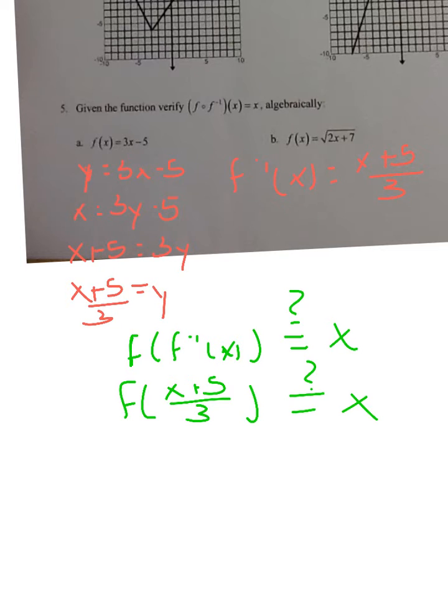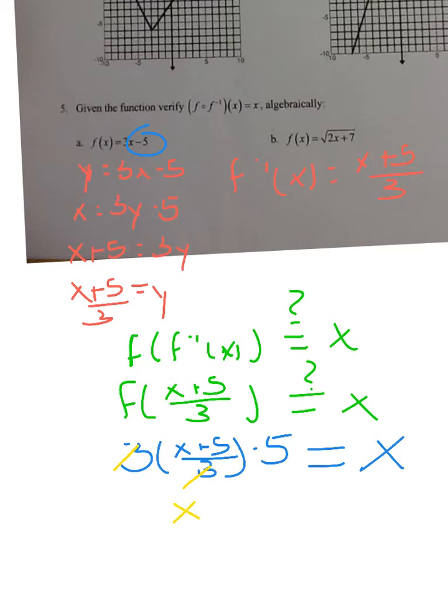So now I want to take this and plug it into my f, into this x value here. So it's going to be 3 times my x, which is (x plus 5) over 3, and then I have that minus 5. And does that give me x? So now I'm going to simplify. 3 and 3 reduce to 1, so I'm left with x plus 5 minus 5 equals x. 5 minus 5 is 0, so I'm left with x equals x, and that checks.